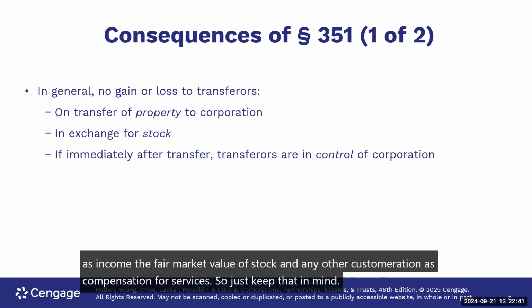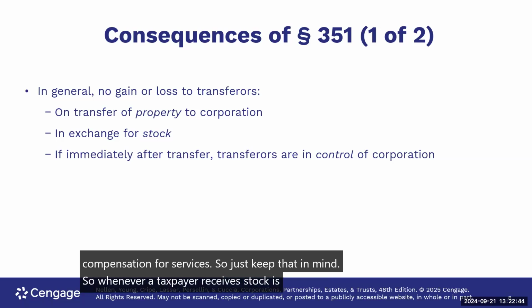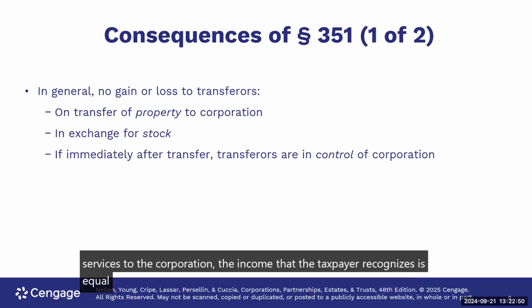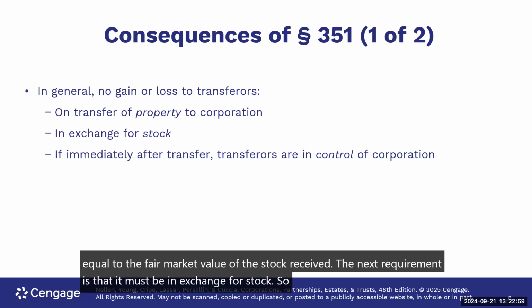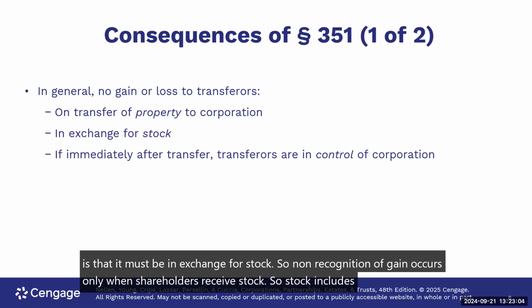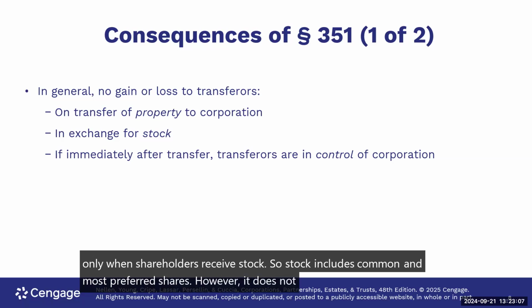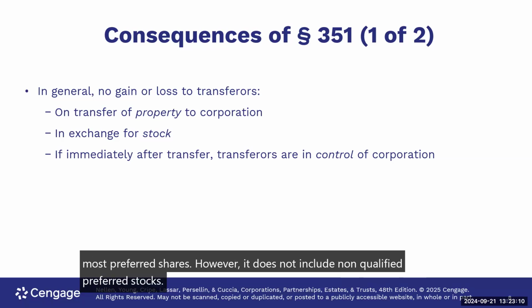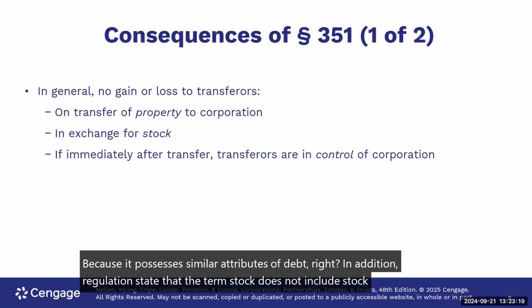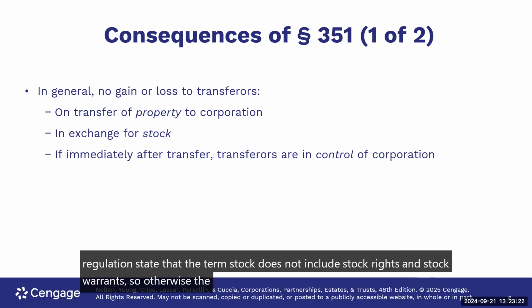Whenever a taxpayer receives stock as consideration for rendering services to the corporation, the income that the taxpayer recognizes is equal to the fair market value of the stock received. The next requirement is that it must be in exchange for stock. So non-recognition of gain occurs only when shareholders receive stock. Stock includes common and most preferred shares. However, it does not include non-qualified preferred stock because it possesses similar attributes of debt, right? In addition, regulations state that the term stock does not include stock rights and stock warrants. Otherwise, the term stock generally needs no clarification.